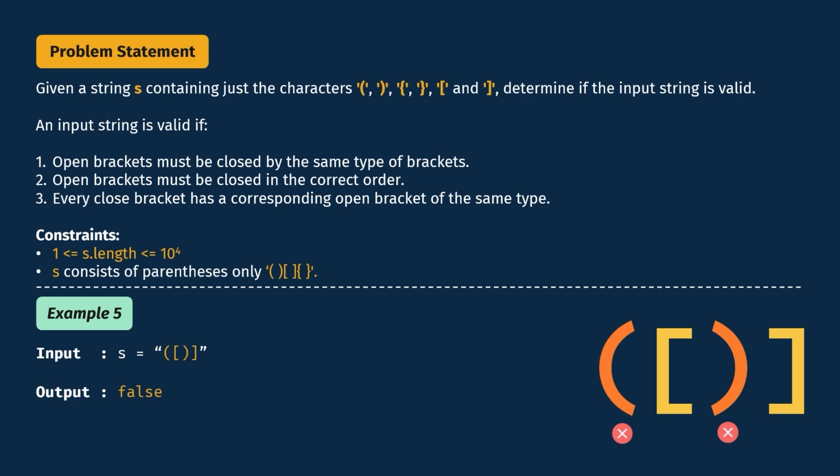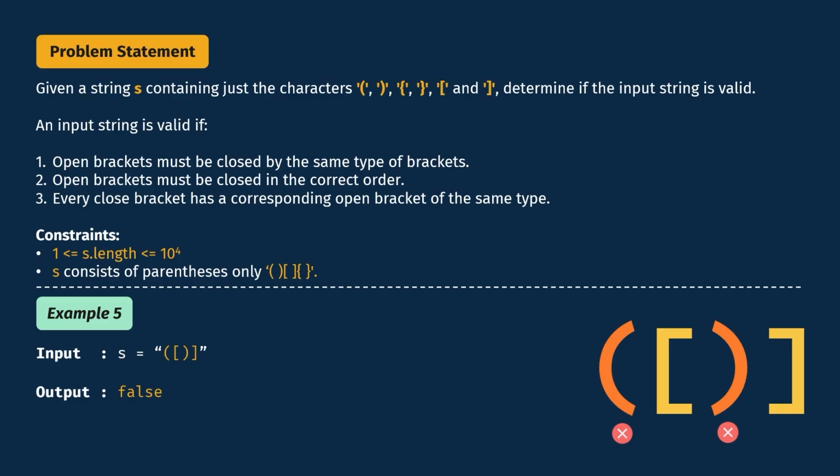So now that we have seen the examples, let's dive into the solution approaches. We will explore two main methods. First, the brute force pair elimination approach, which repeatedly removes matching pairs. And second, the more efficient bracket validation approach using a stack data structure.